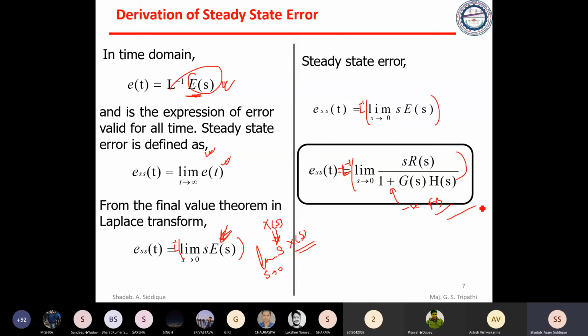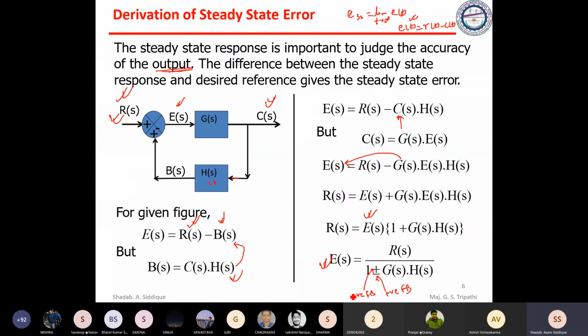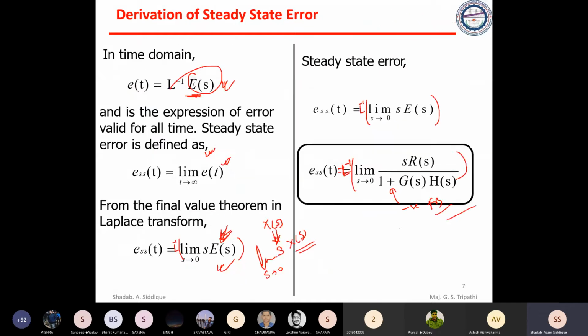Okay, so from now you should remember this formula. e_ss of t, or the steady state error, is equal to the Laplace inverse of limit s tending to 0 of s R(s) divided by 1 plus G(s) H(s). Or you should have this one: e_ss is equal to the Laplace inverse of limit s tending to 0 of s into E(s), where E(s) is equal to R(s) divided by 1 plus or minus G(s) H(s), plus for negative feedback, minus for positive feedback.